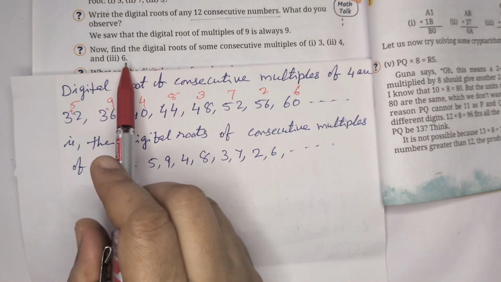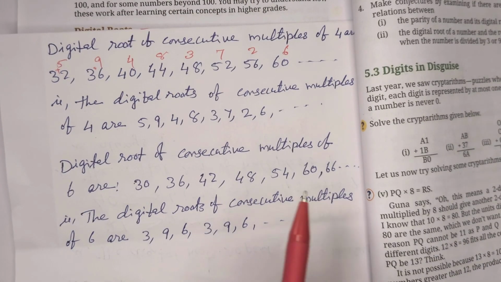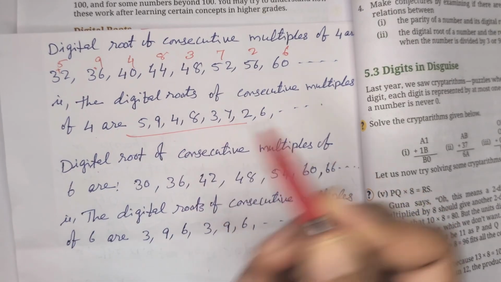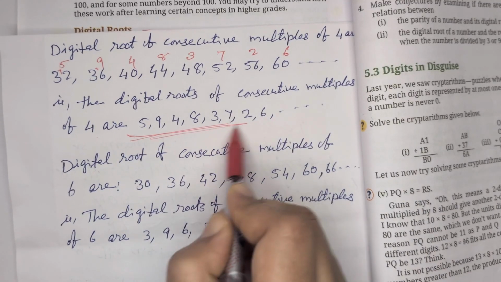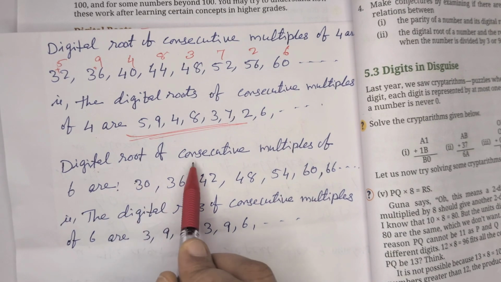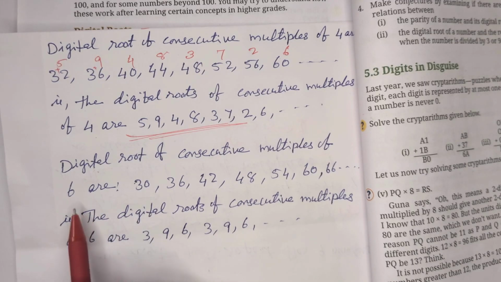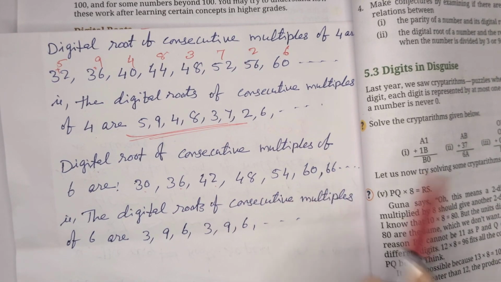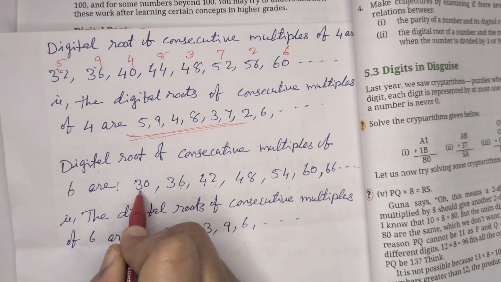Similarly, we have to check with 6 also. Till here, for consecutive multiples of 4, the digital roots keep going on the same way. Next one, the digital roots of consecutive multiples of 6. Any continuous multiples of 6 you can take: 30, 36, 42, 48, 54, 60, 66, etc. Then look at the digital root, which means add the digits.